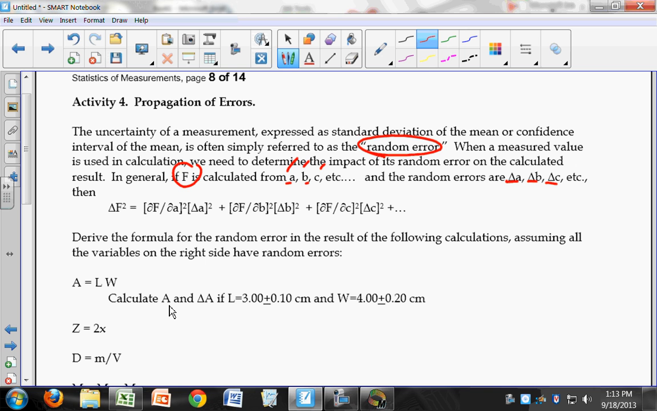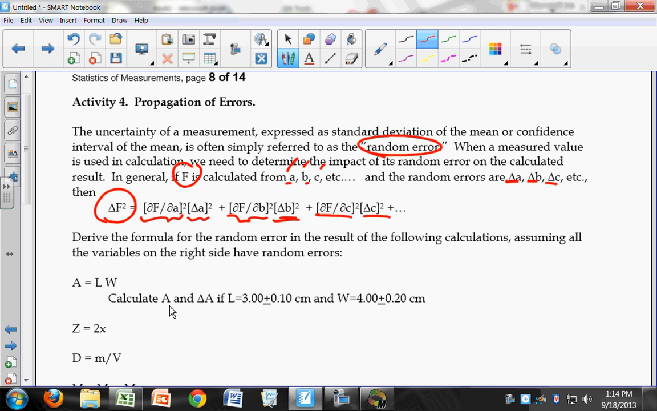Those uncertainties can be expressed as standard deviation, standard deviation of the mean, or confidence interval. You just have to be consistent. Then the uncertainty in the calculated result: the square of the uncertainty in the result is equal to the square of the partial derivative of f with respect to a times delta a squared, plus the partial derivative of f with respect to b squared times delta b squared, plus the partial derivative of f with respect to c squared times delta c squared, and so on.